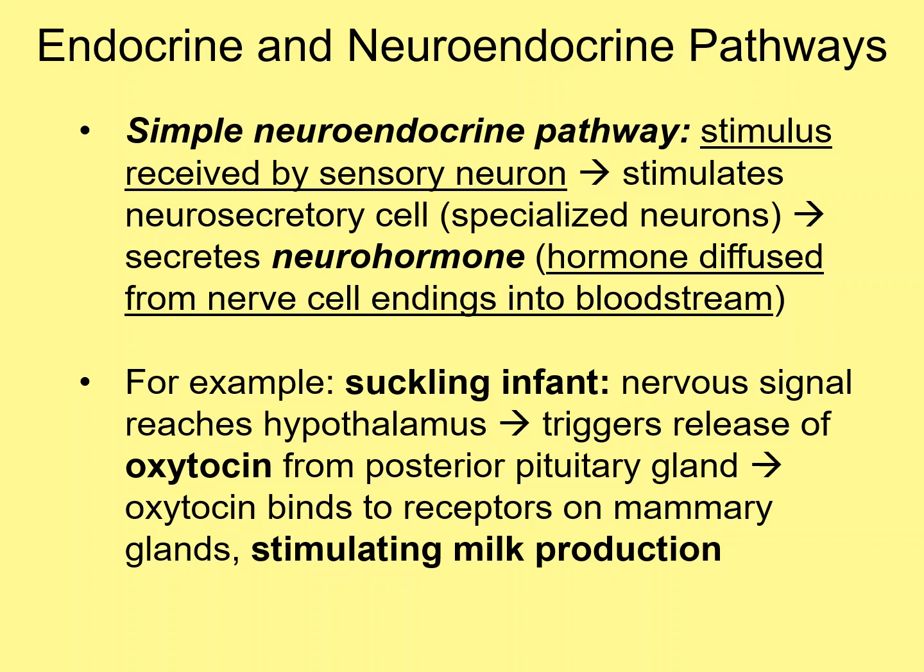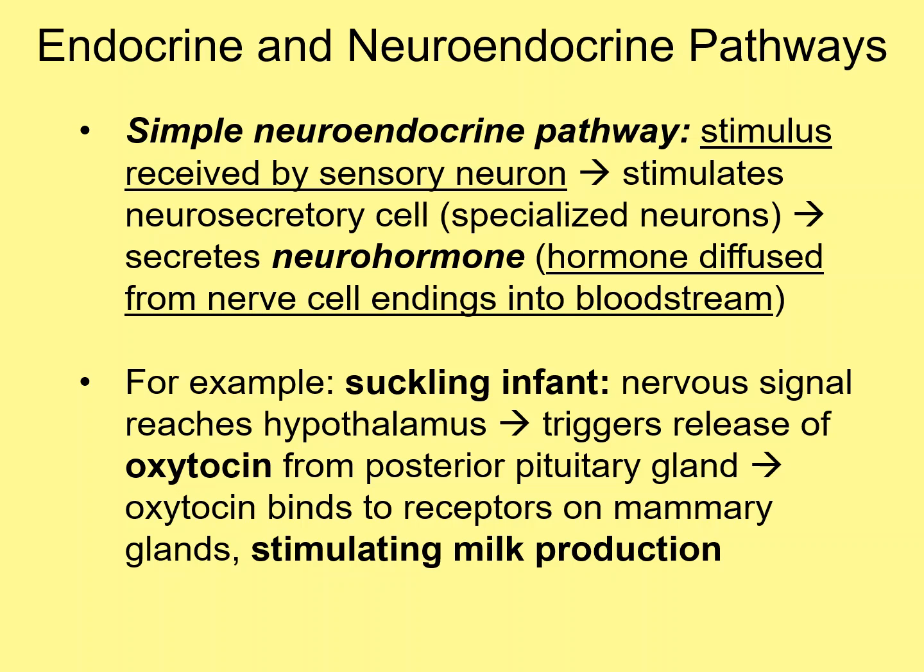So again, in both cases, you're dumping the hormones into the bloodstream and they have to travel through the bloodstream to the target tissue. The only difference really is where the hormone is made. In a neuroendocrine pathway, the hormone is made inside specialized neurons called neurosecretory cells, of which the hypothalamus is one. And then it's secreting that hormone, which we refer to as a neurohormone, either to another gland in the case of the hypothalamus or directly into the bloodstream.